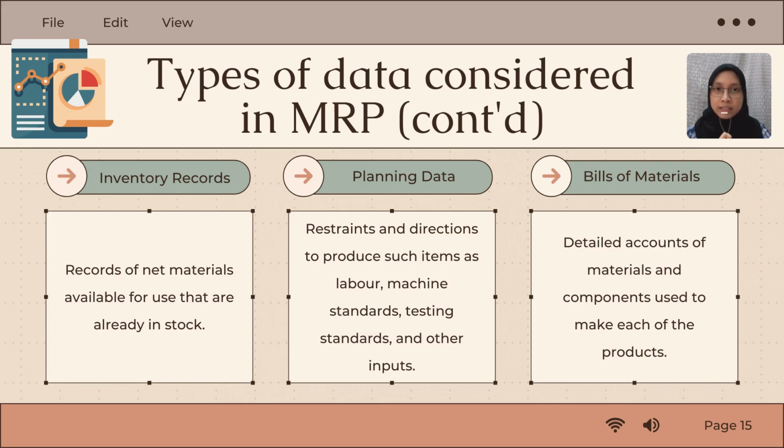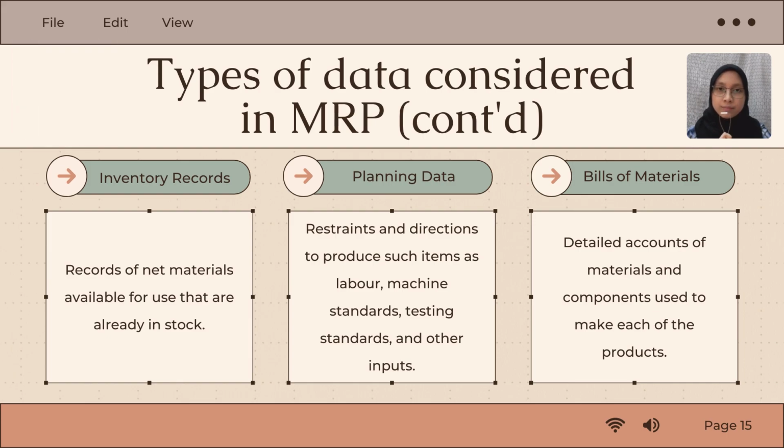The fifth one is planning data: restrictions and instructions for producing items such as labor, machine standards, quality and testing standards, lot sizing techniques, commands, and other inputs. 6. Bills of materials. The system necessitates detailed records of the materials and components used to create each product.